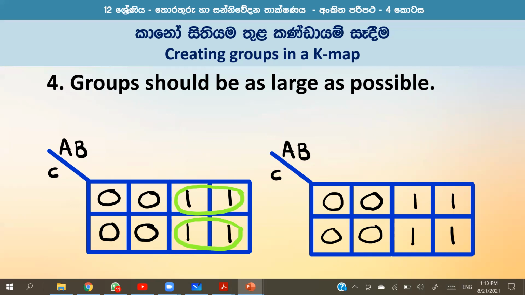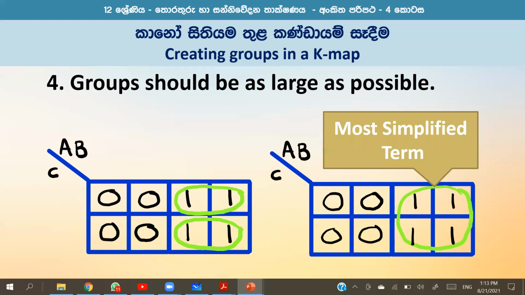Now it is done in a horizontal manner. So the grouping direction is correct. The groupings are also correct. But the problem is these four ones can be grouped like this. The most simplified term is given from that kind of grouping.